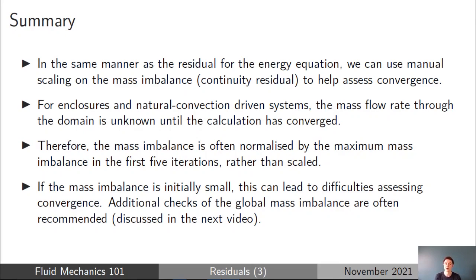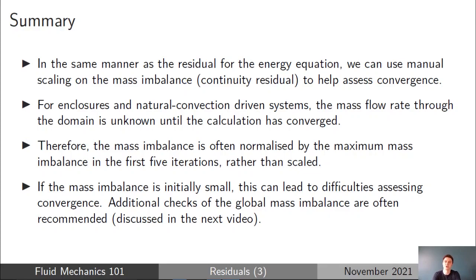So now let's just wrap up with a quick summary of what we've talked about in part 3 of this lecture series. The main idea is that in the same manner that we looked at the residuals for the energy equation in the previous talk, we also have a mass imbalance in every cell in the mesh. And this is often called the continuity residual, and we can use it to assess convergence in a similar way that we did for residuals. And the way that we do that is we, of course, take a representative value of the mass imbalance of all of the individual cells in the mesh.